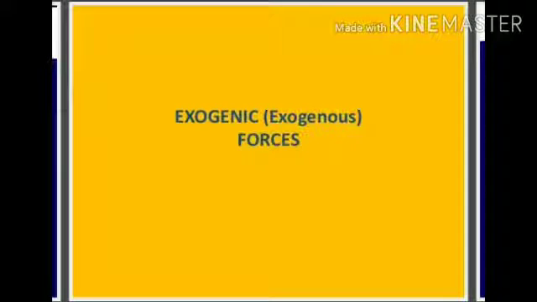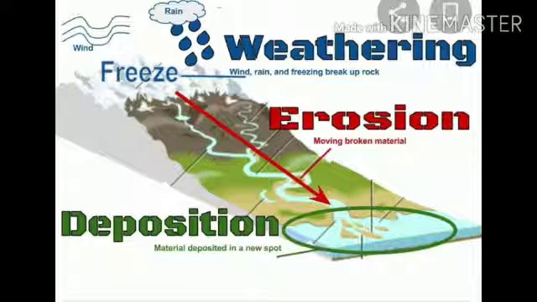Forces that work on the surface of the earth are called exogenic forces. Exo means outside, genic means origin, so the forces that originate on the outside of the earth's surface are known as exogenic forces. Weathering, erosion and deposition are the main agents of the exogenic forces. They create different landforms on the surface of the earth.